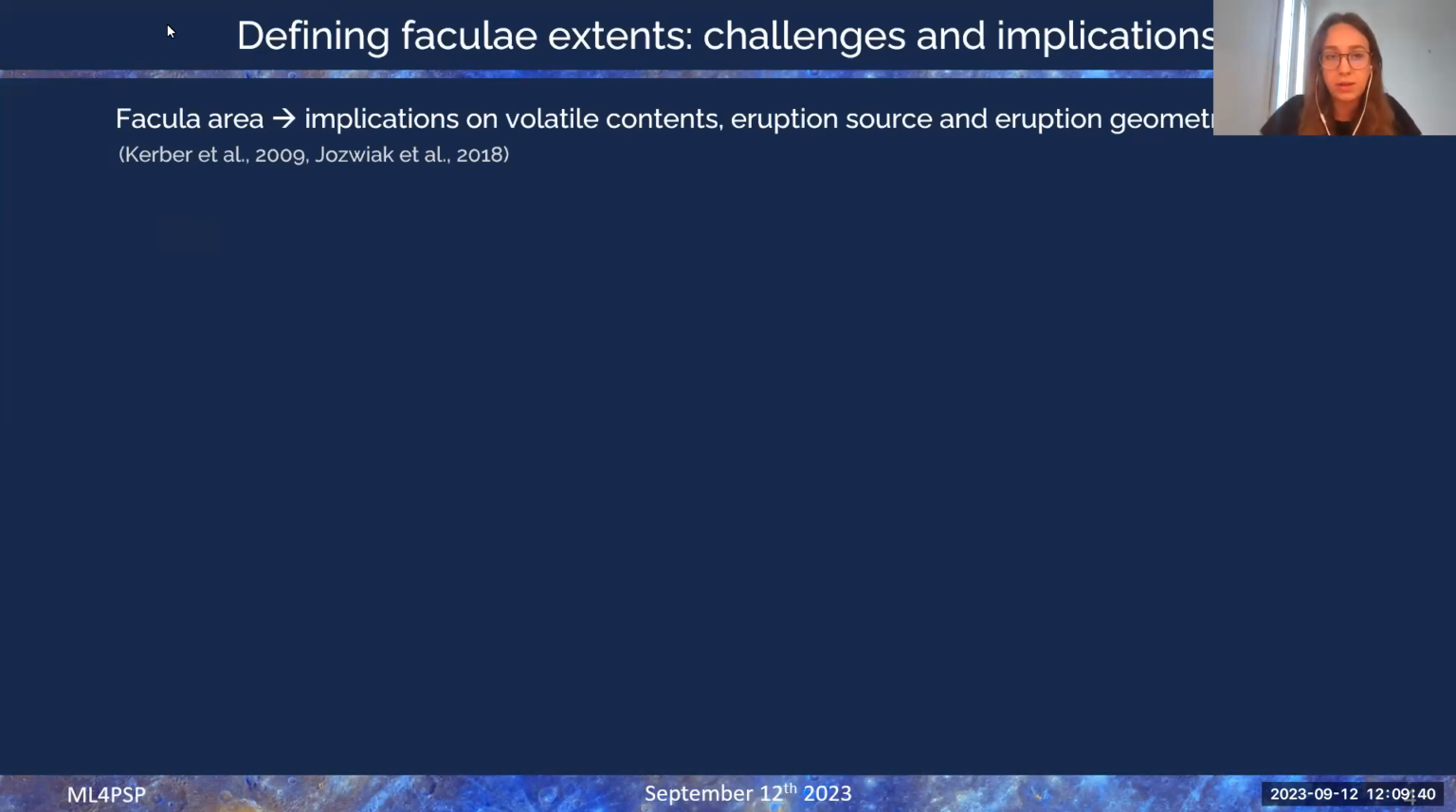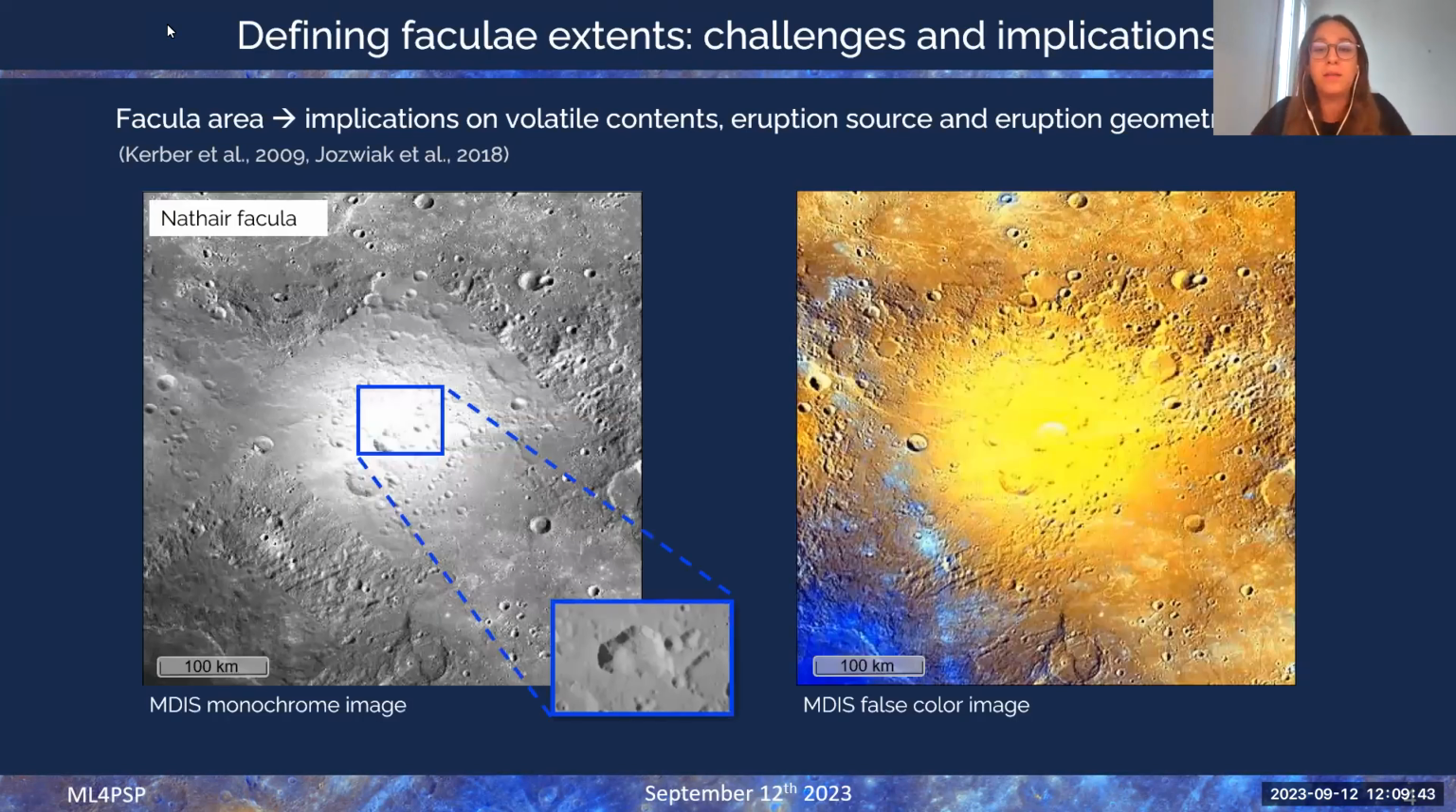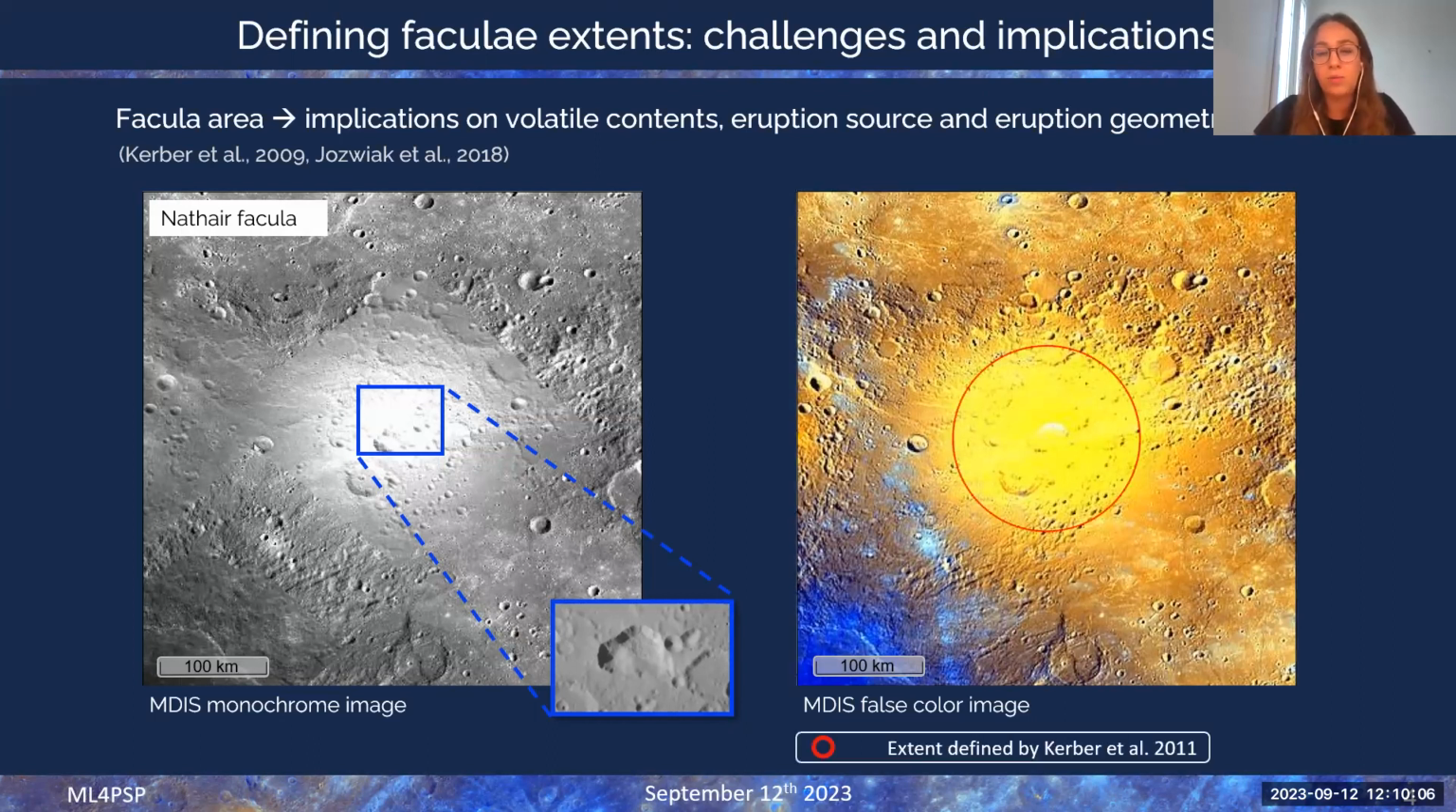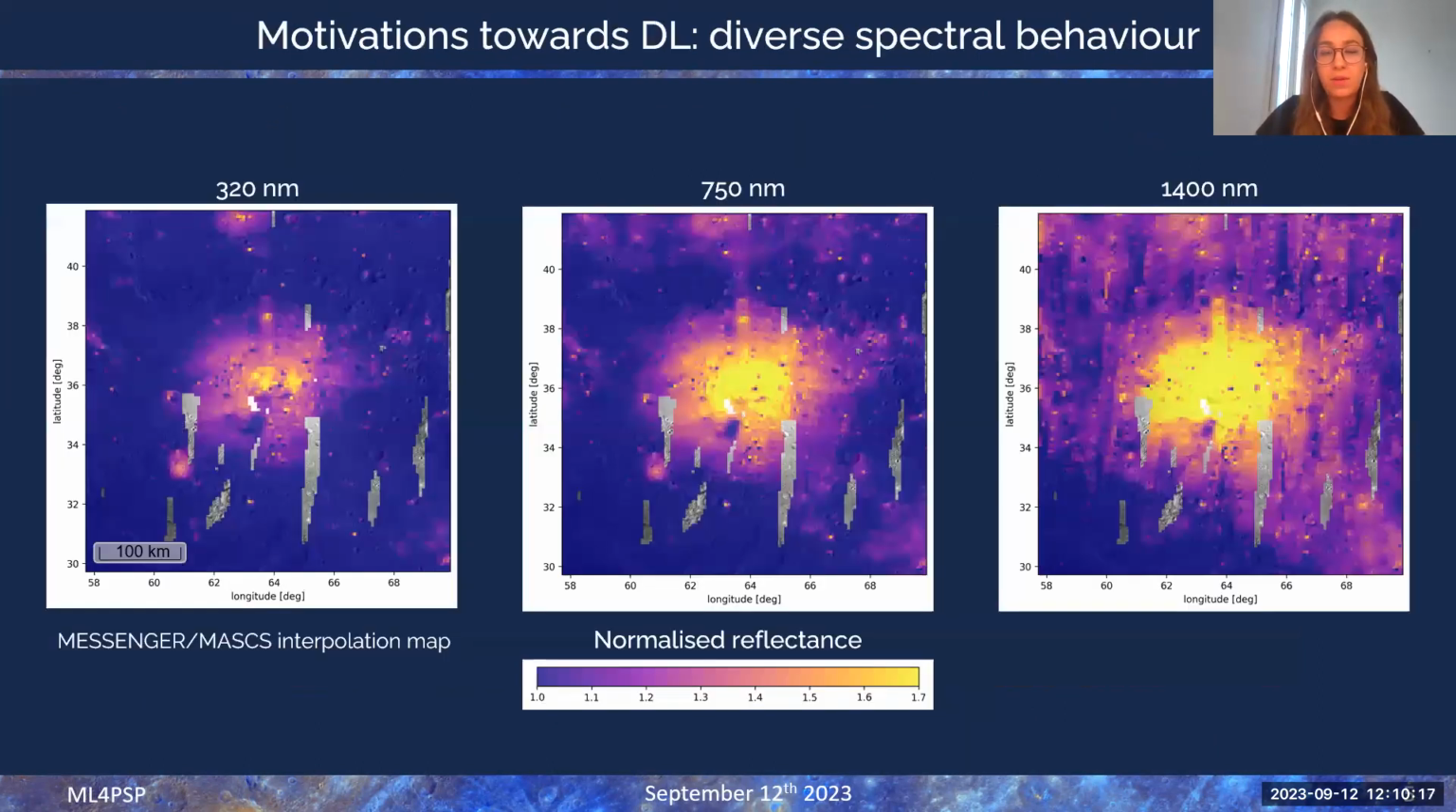The way this has been done in the past is by looking at these false color images. We have here the Nathair Facula on the left with the monochrome filter image, and on the right, the false color image. And we see that the deposit is highlighted in this false color image with these yellow colors. Previous studies have taken this image and used it to constrain the extent. For example, this is how it would look with the work from Kerber et al. 2011.